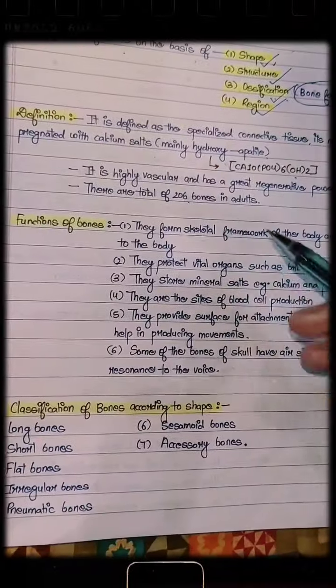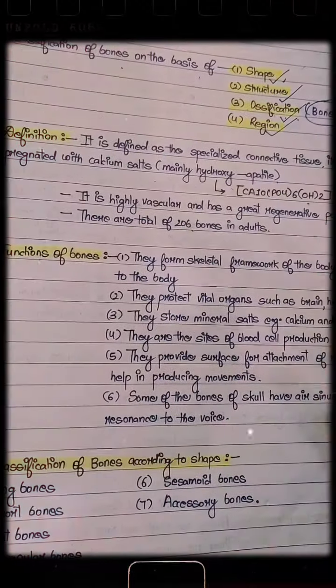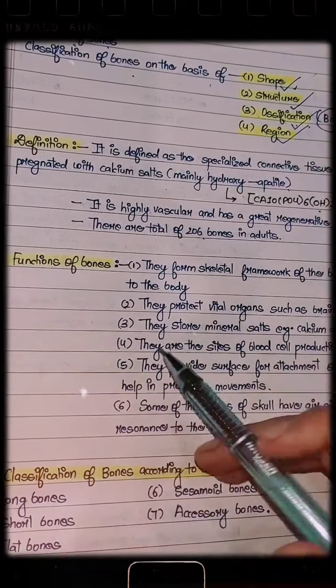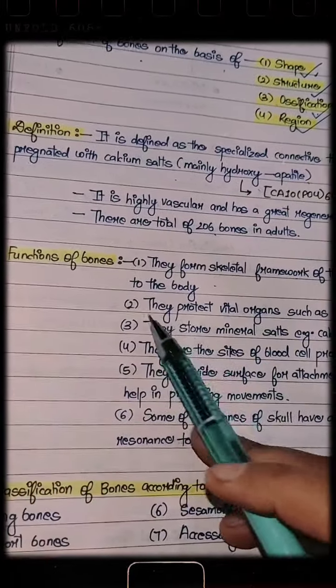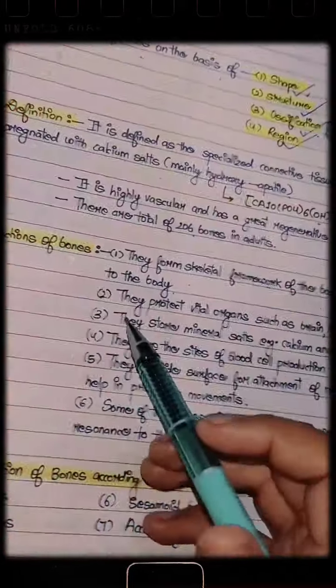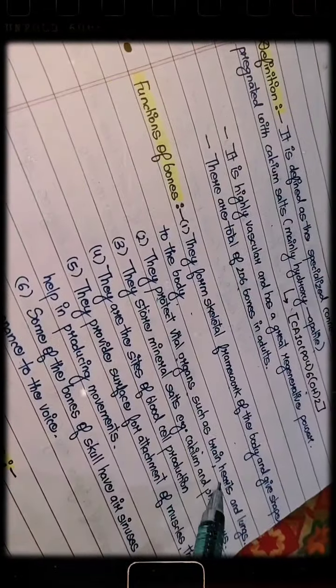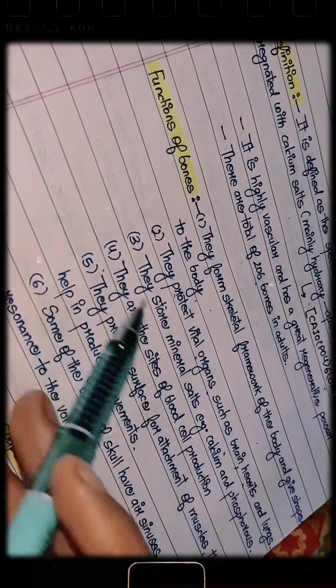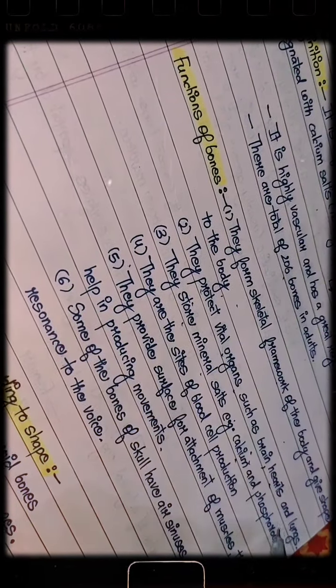So what are the main basic functions of the bone? As we know, the bone provides shape or the structural framework to the body. So it forms a skeletal framework of the body and gives shape to the body. They protect the vital organs, for example, our brain, heart and lungs. They store mineral salts, for example, calcium and phosphorus.